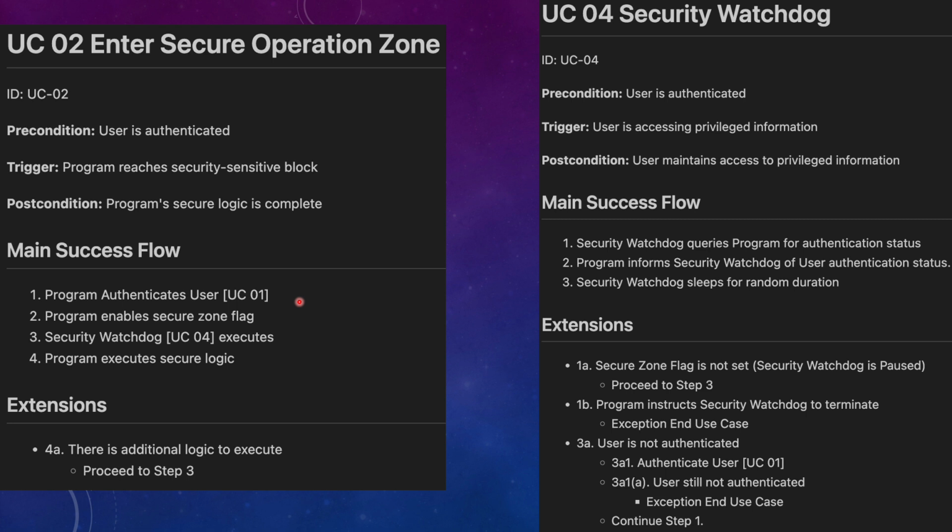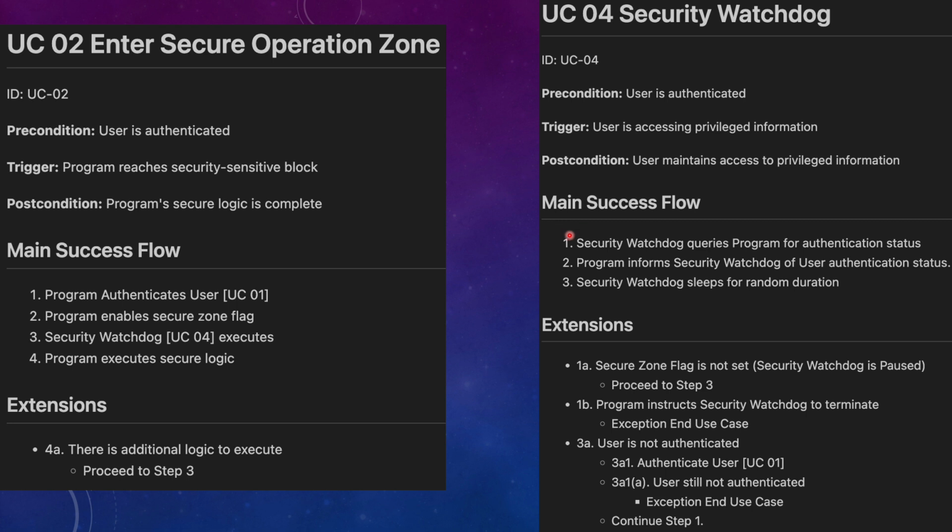It could be a flag or a token or some other metric that we're checking. And then we set a flag to mark that this is a secure section of code. Next, we enable the security watchdog, which is a different use case, so we move from step 3 here over to the use case on the right.